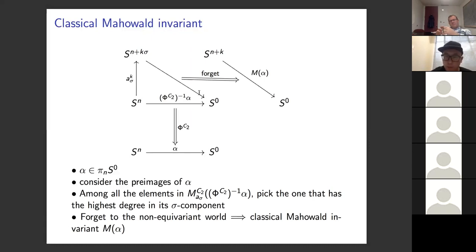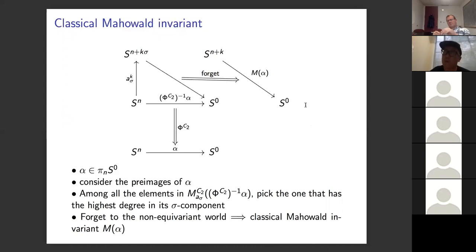Then we get a map, and we forget this map, forget the action. Then we get a non-equivariant map. So this is a non-equivariant element in the stable homotopy groups of spheres. So the input is some element in stem n, and the output is in stem n plus k. And it turns out this element gives you a non-trivial element.